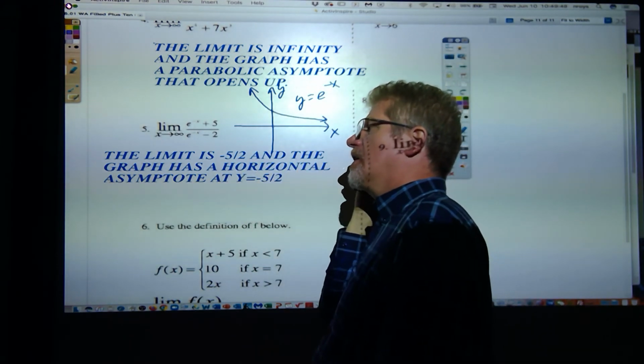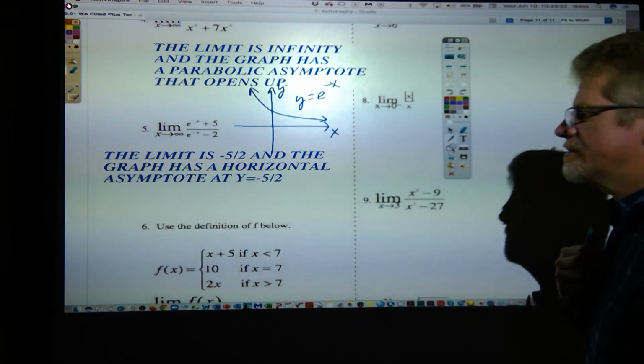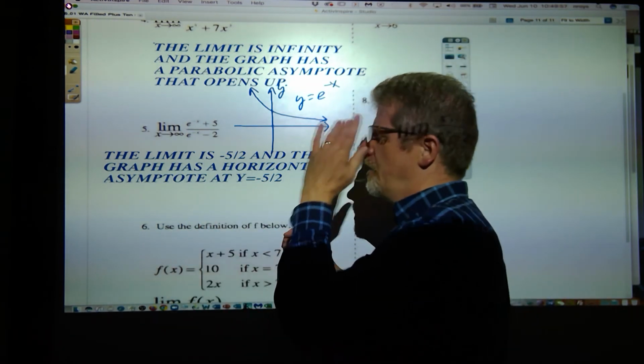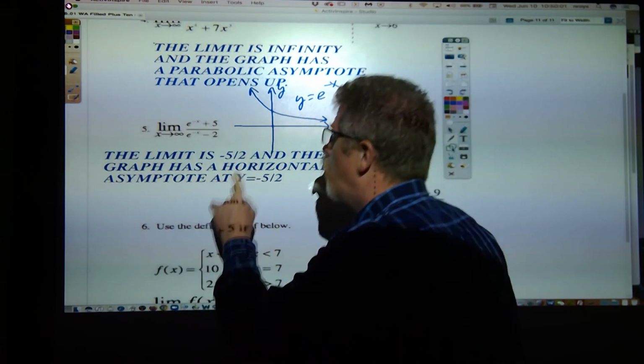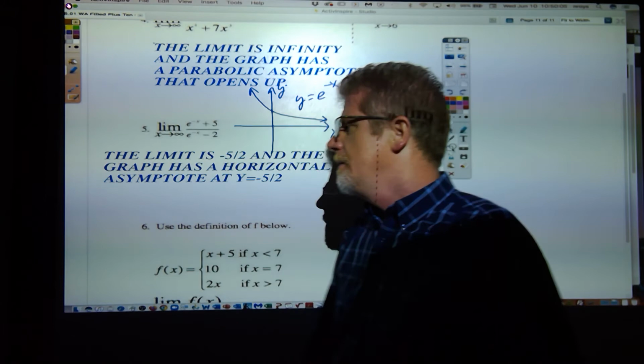At infinity, we're talking about horizontal asymptotes. The limit is negative 5 halves, and the graph has a horizontal asymptote at y equals negative 5 halves. A lot of people make the mistake on the Unit 12 test of saying the graph has a horizontal asymptote at negative 5 halves. No, it's at y equals negative 5 halves, friends.